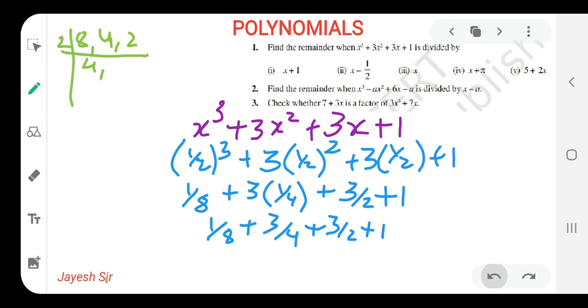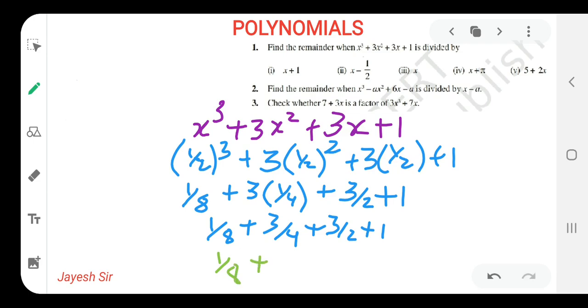Now what does the LCM mean? LCM means we have to make the denominator 8 for each and every equation that we have got. Now we have to make the denominator 8. 1 by 8, it means the denominator is having value 8, so 1 by 8 as it is.